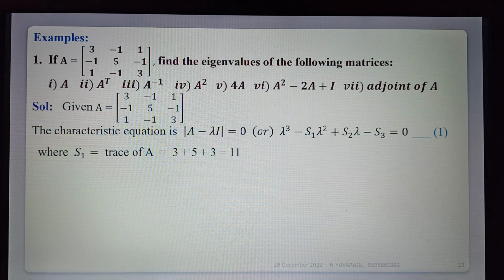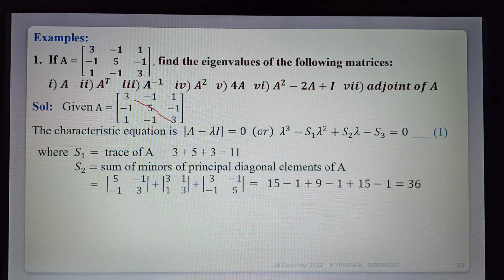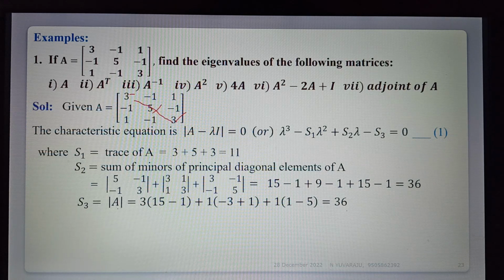S1 is equal to the trace of A, that is 3 plus 5 plus 3, equal to 11. Next, S2 is the sum of the minors of the principal diagonal elements of A, that is the minor of the first element plus the minor of the 5 plus the minor of the 3. That is 15 minus 1, 9 plus 9 minus 1, 15 minus 1, which is equal to 36. S3 is equal to det of A. Finding the determinant value: 3 into 15 minus 1, plus 1 into minus 3 plus 1, plus 1 into 1 minus 5, which is equal to 36.